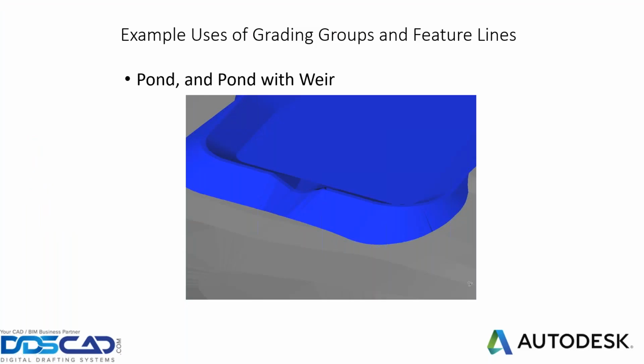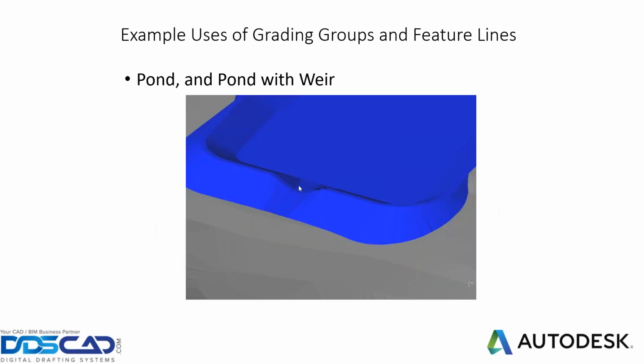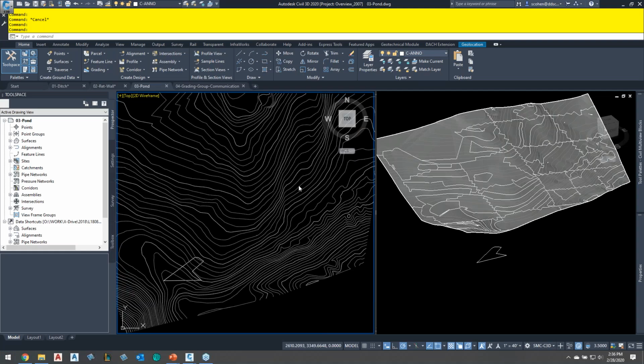All right, so the next thing I want to show you is a pond, and maybe if you had a weir, a pond with a weir. So let's go ahead and talk about how to do that. Again, this is a pretty straightforward one, but the key thing is you actually have to start with a feature line. So let's say I just drew the shape in here.